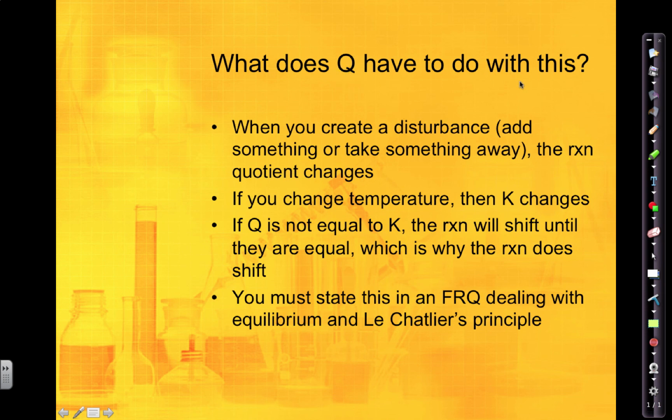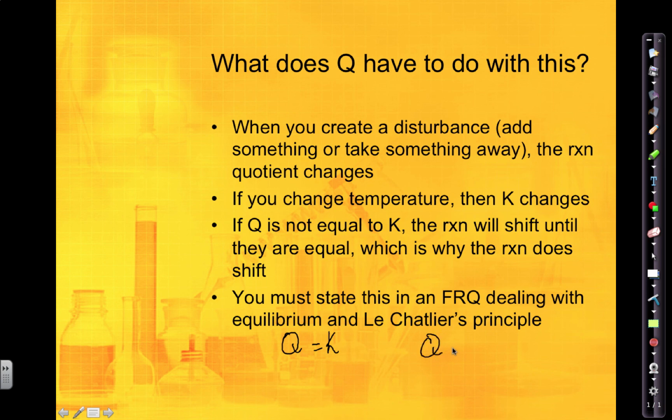Okay, K will never change because that's always what it is at equilibrium. But when you add something or take something away, it's no longer at equilibrium. So the reaction will have to shift according to what K and Q are in relation to each other. If you change the temperature, then K will actually change. Now, if Q is not equal to K, the reaction is going to shift until they're equal. So remember, if you're looking at Q versus K, if K is equal to Q, then it's at equilibrium.